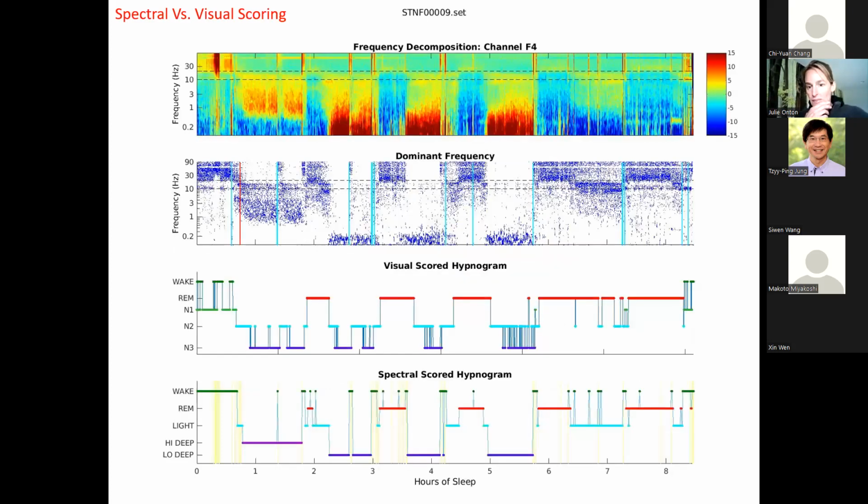Okay, so the question about visual scoring versus spectral scoring. How does it line up? This is from a database. This is looking at channel F4. I'm going to show just F4 or F3 in these slides.